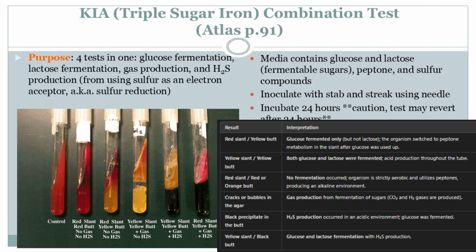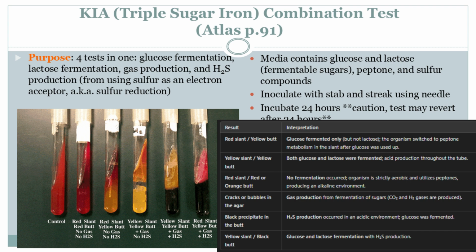Exactly. Wow, this is so cool. So it's a relatively simple test to set up, but the interpretation can be a little complicated. But that's where the fun is, right? That's where the detective work comes in. It's like we're piecing together all these little clues to figure out who the culprit is. In this case, the bacteria.